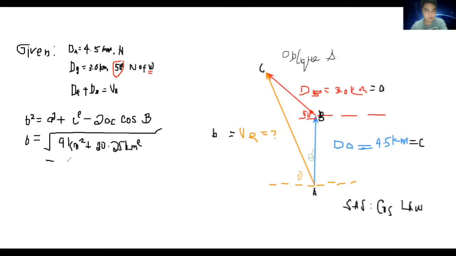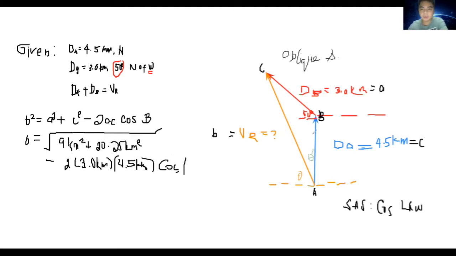Minus 2 multiply to 3.0 kilometers times 4.5, because C is 4.5 kilometers, then cosine. What is the measure of angle B? Multiply to the cosine B. What's the measure of angle B?